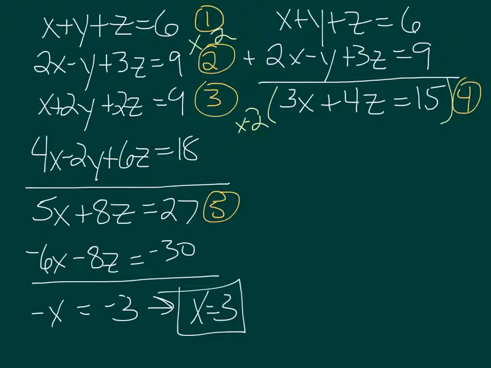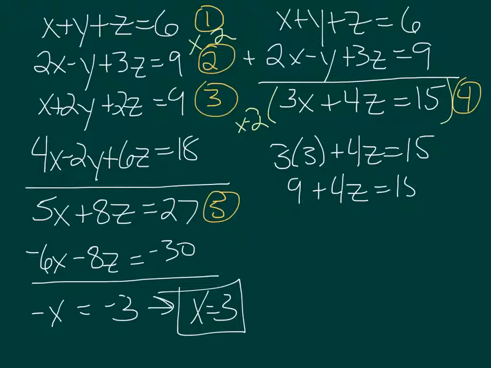Alright, we're going to plug this into either the fourth or the fifth equation for x, and I'm going to choose the fourth. And again, it doesn't really matter on this. I'm going to write this out. So it should be 3 times 3 plus 4z equals 15. That gives us 9 plus 4z equaling 15. Subtract 9 from both sides. 4z equals 6, and z equals 3/2.